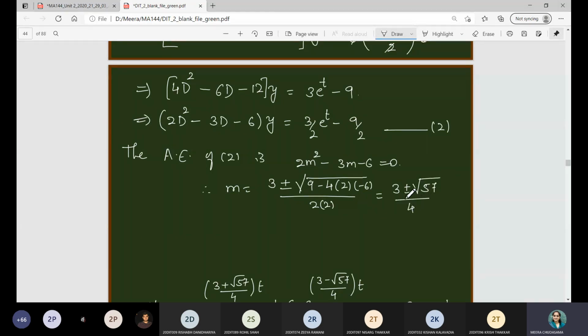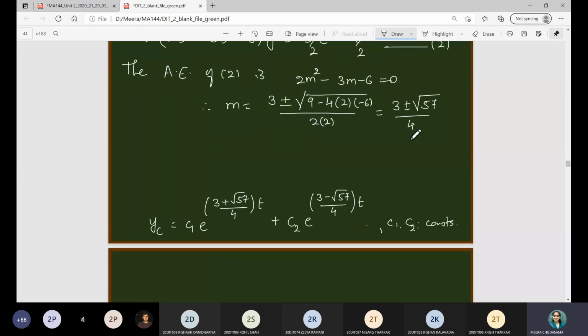So these two are distinct real roots. Here it is containing the radical, but still it is real because we don't have any imaginary part. So these are two distinct real roots, and therefore yc is given by: one root is (3 plus square root of 57)/4, another root is (3 minus root 57)/4. So that is given by this yc, right?